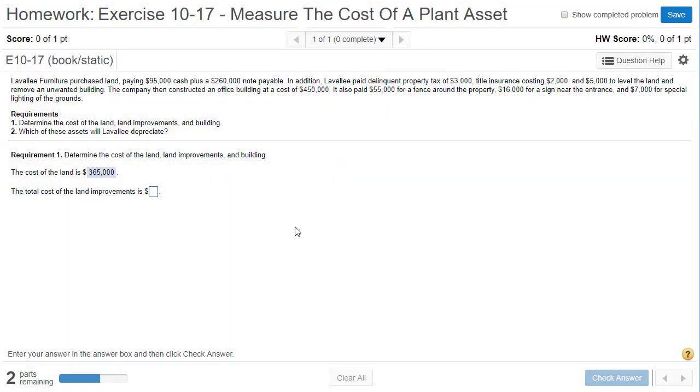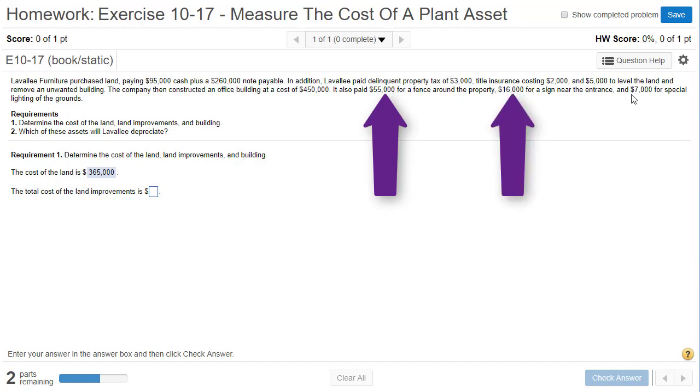Now we need to figure out the land improvements. So the land improvements are going to be things like the fence, $55,000. The $16,000 for the sign, and the $7,000 for special lighting of the grounds. Now you might be wondering, well, why do we have to keep track of the land improvements separate from the land? Remember, the land does not wear out, so we don't have to depreciate it. But these land improvements, like the fence, will the fence last forever? No. So it will have to be depreciated.